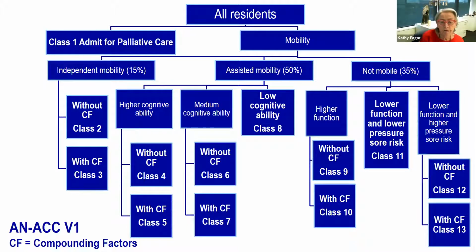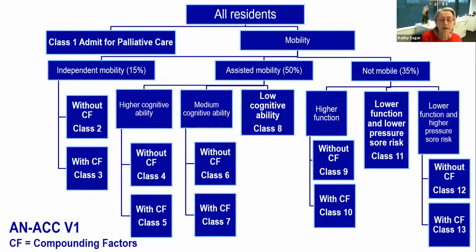Headline: only 15% of people in aged care are independently mobile. 50% of people need assistance with mobility, and I don't mean an aid or appliance, I mean another person working with them. And 35% of people are non-mobile. This is a much more dependent population than most people understand.